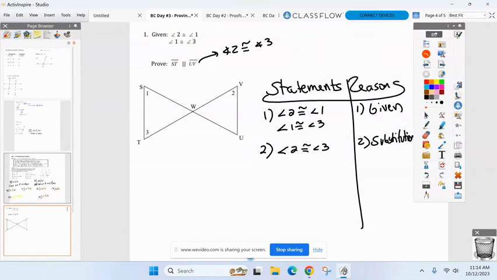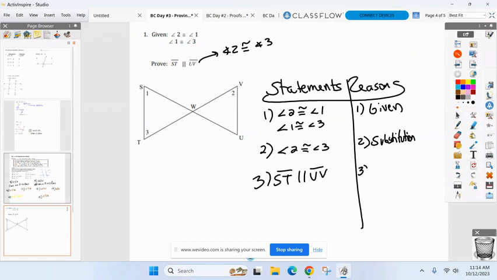Now, just like in the last big activity we did, 8 through 15, if the alternate interior angles are congruent, the lines they belong to, ST and UV, are now parallel. And now my reason, make sure you reverse it for me. Alternate interior angles congruent imply parallel lines.